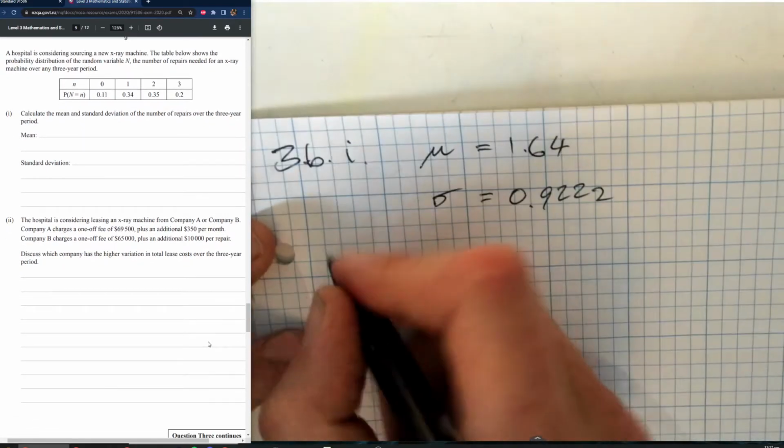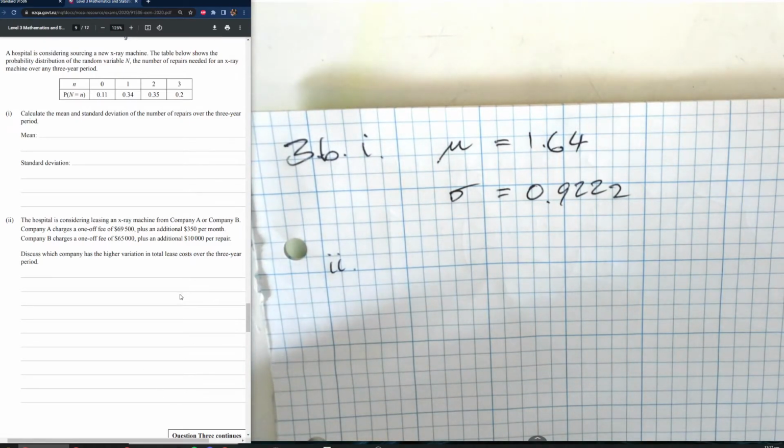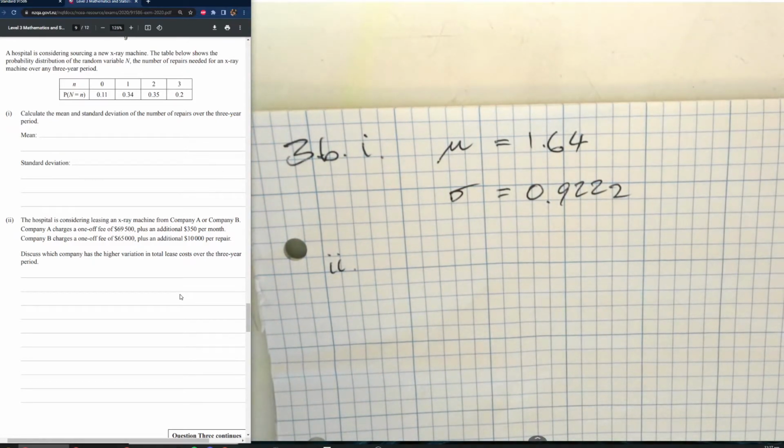Okay, question 2. A hospital is considering leasing an X-ray machine from company A or company B. A charges a one-off fee of split with an additional $350 per month. B charges a one-off fee of blip with an additional $10,000 per repair. Discuss which company has the higher variation in total lease costs over the 3-year period.